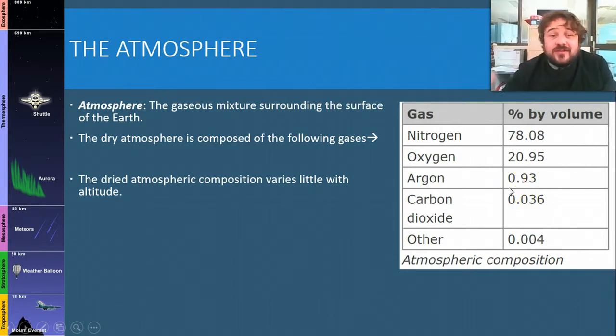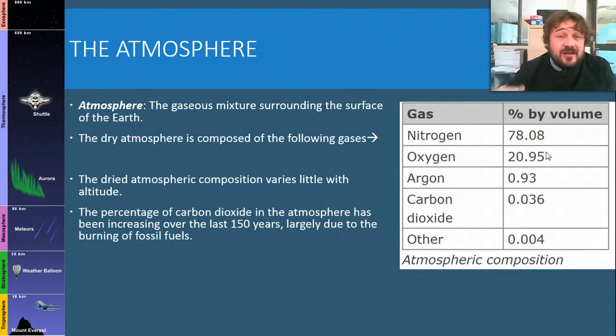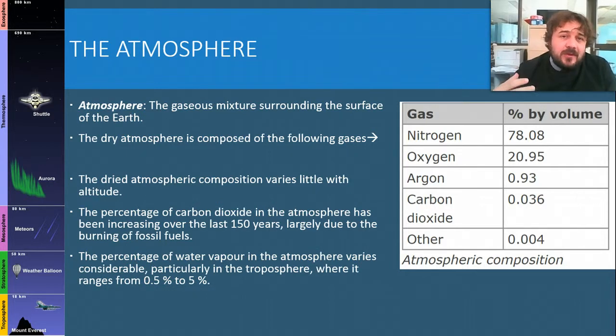So the dry atmospheric composition varies little with altitude. That's really interesting. So as we go higher, right up to about there, the composition doesn't change. The amount of stuff will, but the composition doesn't change. This is by volume as well, not by mass. So carbon dioxide is increasing. It has done over the last 150 years, and this is largely due to things we're doing to it. So the water vapor there does change.